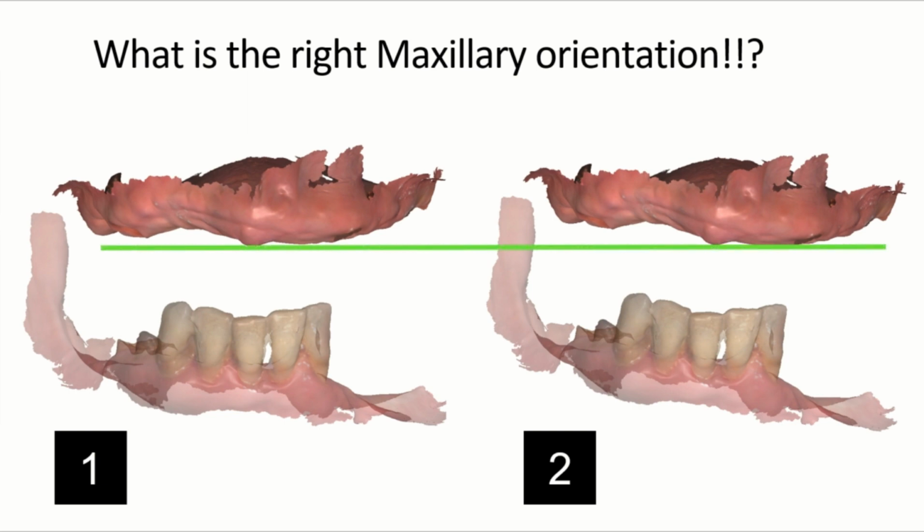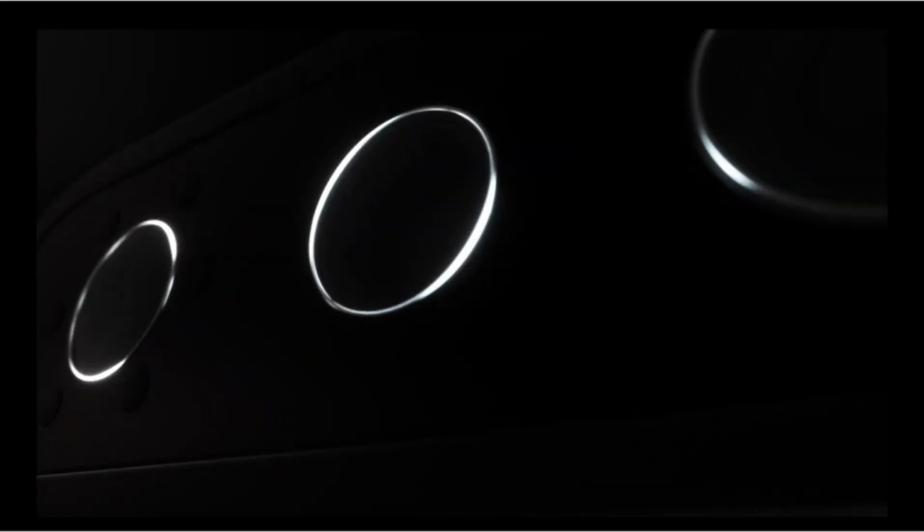So by drawing a horizontal line, we can see the difference between the two pictures. The maxillary orientation is different from picture one and picture two, and we still do not know the right maxillary orientation. And here comes the function of the face scan.